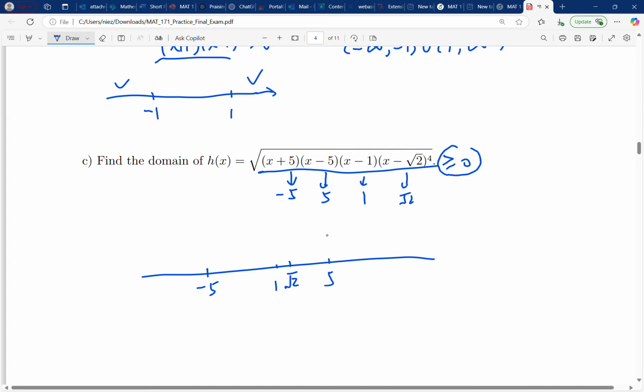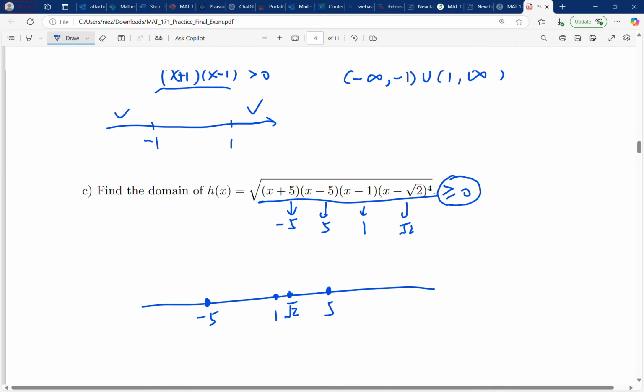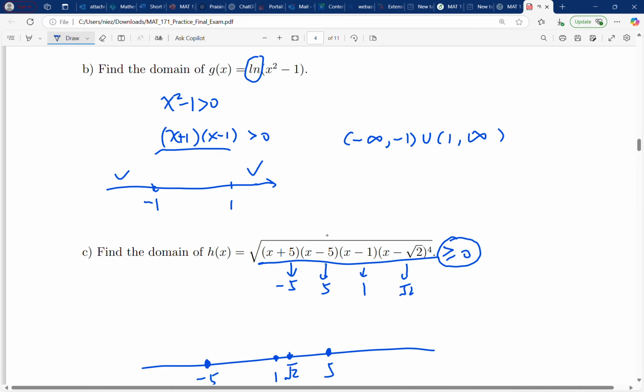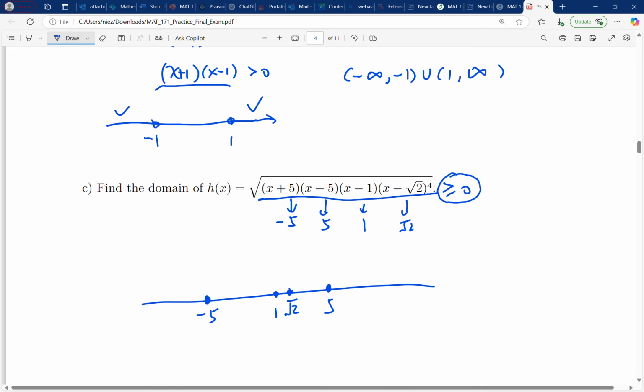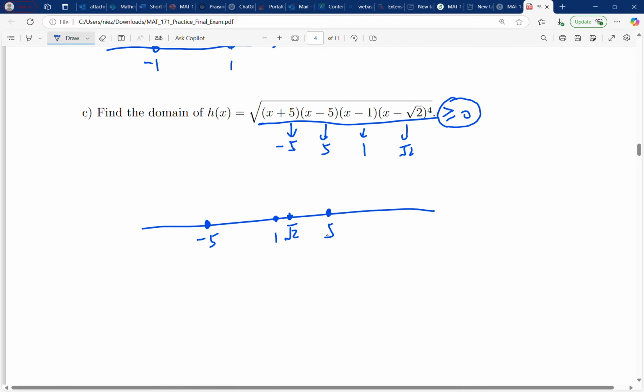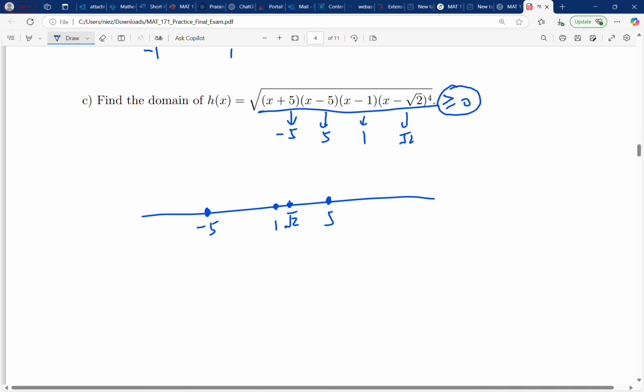Since this inequality is greater than or equal to 0, you should use dots for those points. But for this one, you should use a circle, since you cannot include 1 and negative 1. Negative 1 and 1 will not be in the solution, but all of the other values will be in the solution: negative 5, 1, negative square root 2, and 5.